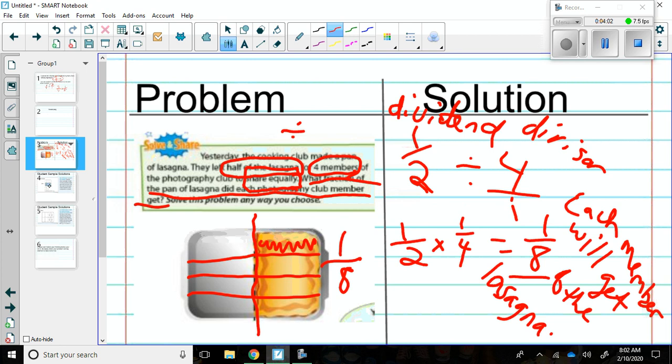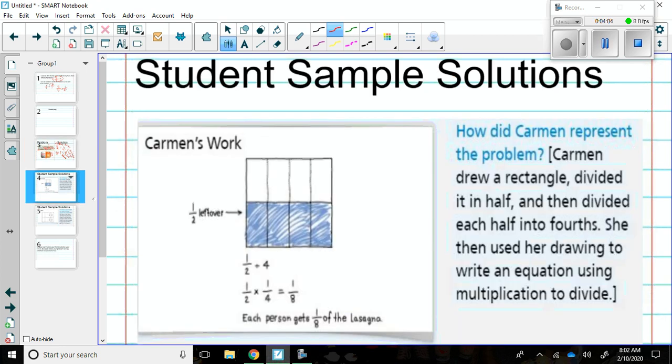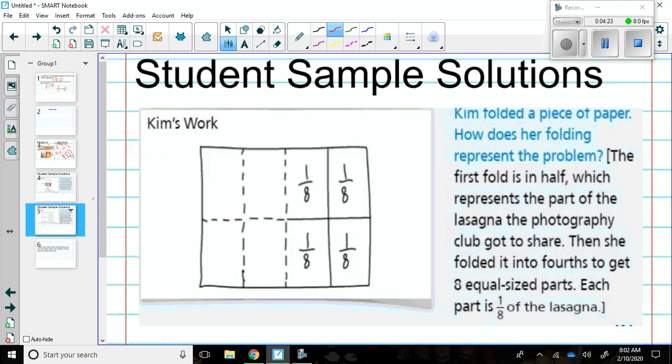Now let's look to see how they solved it. Carmen looks like she solved it just like me. Way to go, Carmen. Great minds think alike. She split the half into fourths, but since it was the whole pan, that created 8 equal parts. And then when you split it up into fourths, each person would get 1/8. Kim's work, she just drew it. She didn't use the standard algorithm too. I kind of have to do both. That just kind of helps me.